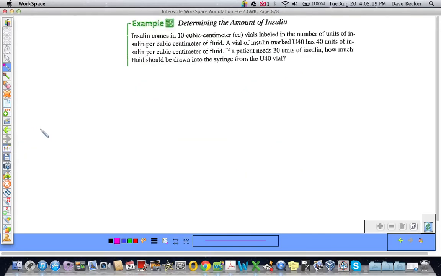Okay, so one more problem here. Insulin comes in 10 cubic centimeter, or cc, vials, labeled in the number of units of insulin per cubic centimeter of fluid. A vial of insulin marked U40 has 40 units of insulin per cubic centimeter of fluid. Okay, so U40 has 40 units per cubic centimeter. So I'm going to be comparing units to cubic centimeters. And cc's are how much you draw in a syringe and a needle. You may be familiar with that or you may not.